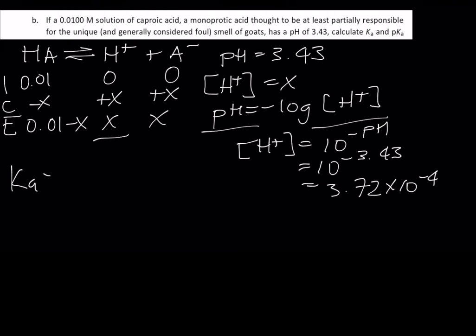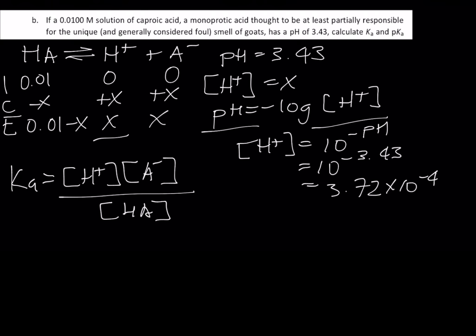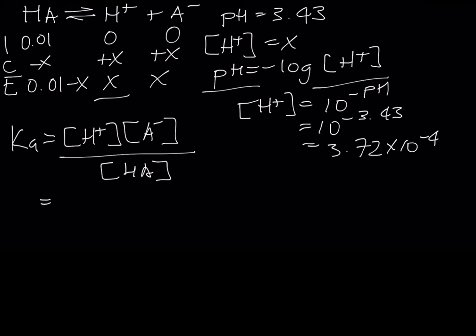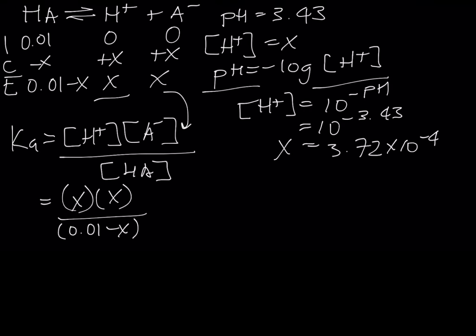The equilibrium constant for the acid will be the concentration of H plus times A minus, the conjugate base, divided by HA. So we can go ahead and plug in the values from the ice table into our expression. So H plus will be x, A minus will be x, and HA will be 0.01 minus x. But remember, we found the value of x based on the pH value that was given in the problem. So x is equal to 3.72 times 10 to the negative 4.